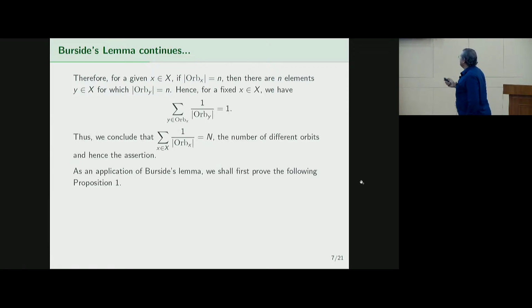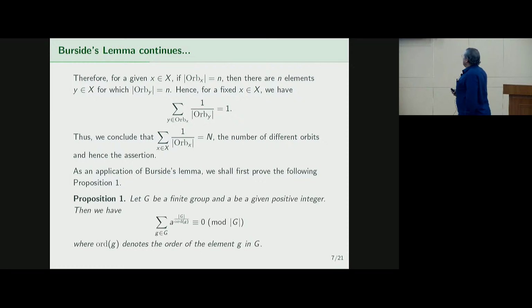Okay, as a first application of the Burnside lemma, we prove the following. G is a finite group and a is a given positive integer, then we have this particular congruence. The sum of a power cardinality G by order of g, where the sum is over little g, is divisible by cardinality G. This is what we want to prove using the Burnside lemma.